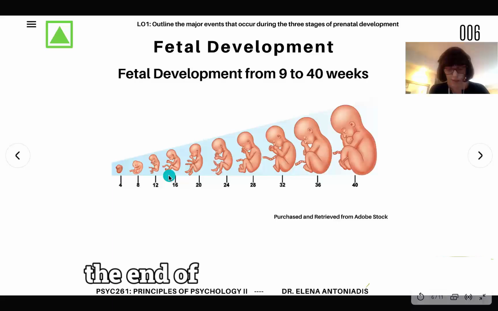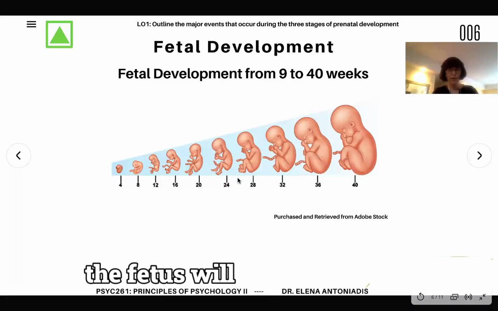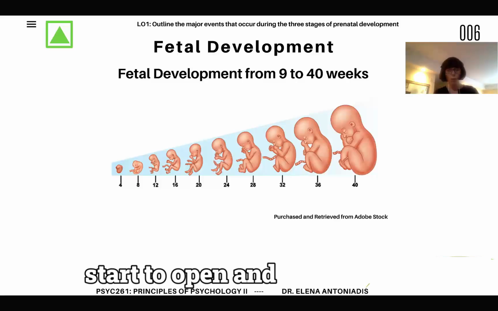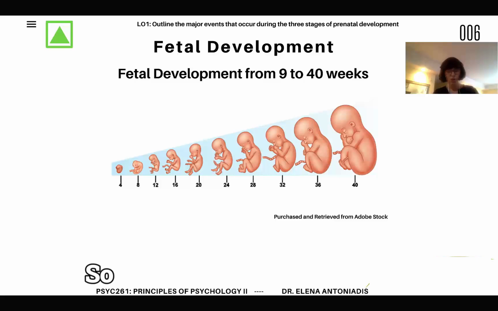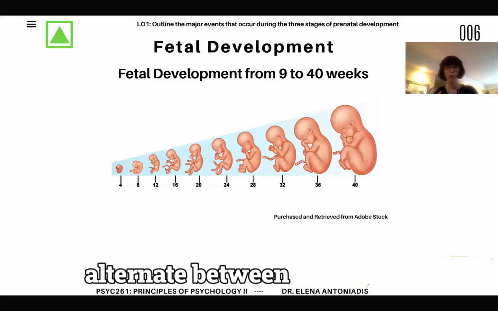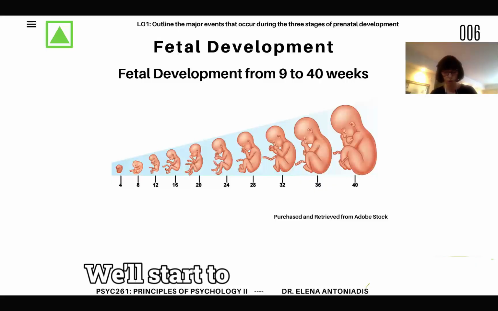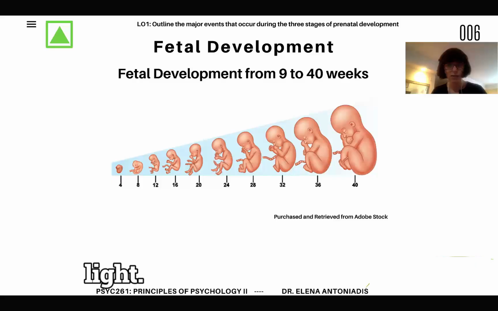By the end of the 6th month, the fetus will start to move its body quite regularly, and by this time it will also start to open and shut its eyes. So just by the end of 6 months, it will start to open and shut its eyes. It will suck its thumb. It will alternate between periods of being awake and asleep. So its circadian rhythm will start to manifest as well, and it will respond to light.